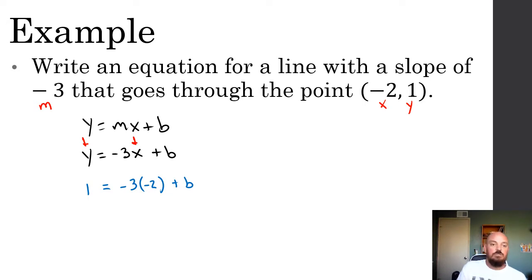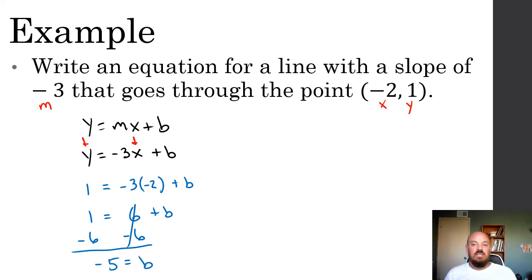You can usually do it in 2 steps. Leave the 1, multiply, -3 times -2 is +6. And then to finish solving for b, I just want to get rid of that +6. So I'll do it by subtracting 6 on both sides. 1 minus 6 is -5, and we just solve for b. So what we actually did, we found the y-intercept. When you find b, you found the y-intercept. But what's more important is if you take that number that you just found for b, and you put it in for b right here, that's the answer to the question.